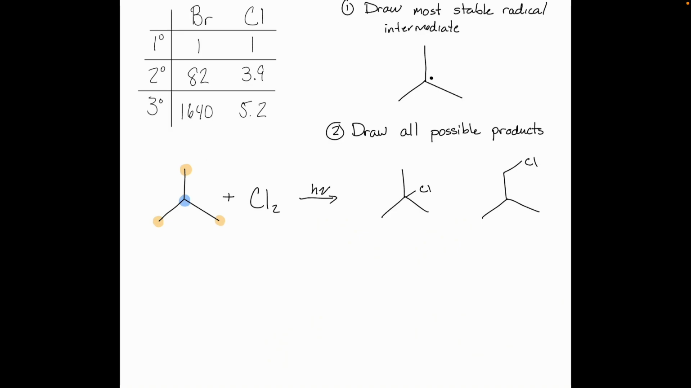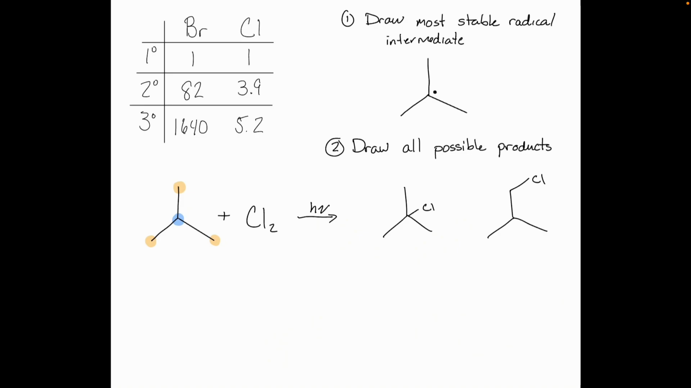All right? So everybody take a second. See if you can't set this up mathematically to figure out which one of these is going to be our major product, and then we'll do it together. All right, but again, you're going to take the number of hydrogens times that reactivity factor, and then divide it by the sum of all hydrogens times their reactivity factor in this molecule.